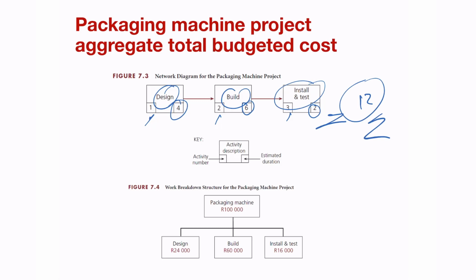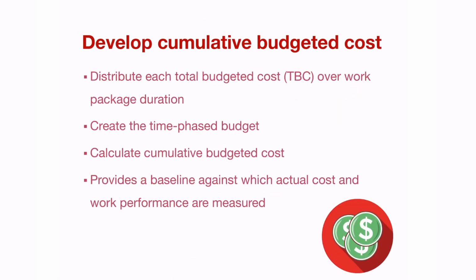Now if we look at the work breakdown structure, we can see the packaging machine, and then there are 3 elements to it, which are the design, build, and install and test. This is most probably at the first level. There are most probably additional activities that sit underneath the design and the build portion of it. There is a 100,000 Rand project budget, of which 24,000 is for design, 60,000 for the build, and 16,000 is towards the installation and the testing of it.